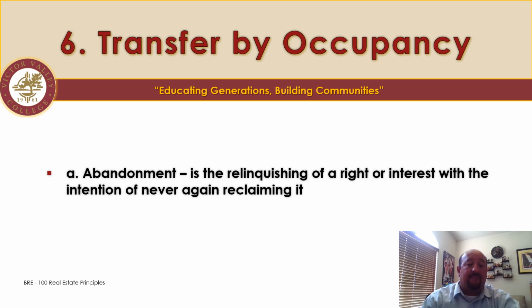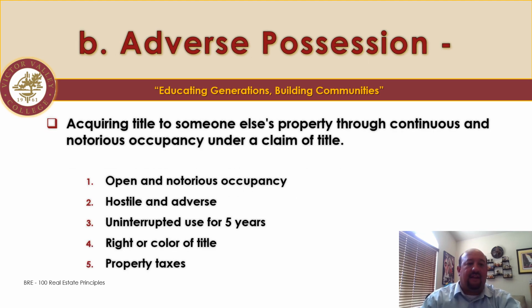Occupancy or abandonment. So you can relinquish a right of interest by leaving and never again reclaiming the property. Think of a tenant who just leaves and never comes back; then you lose any rights to the property that you might have had. Now, adverse possession is an interesting concept because you can acquire property if all five of these things are met, although this is very uncommon.